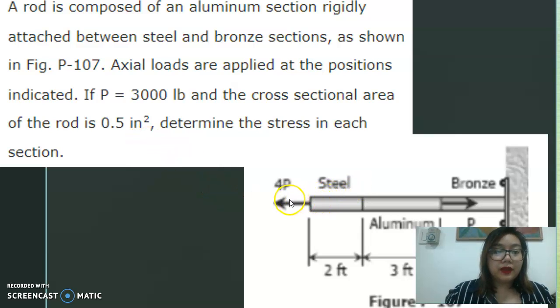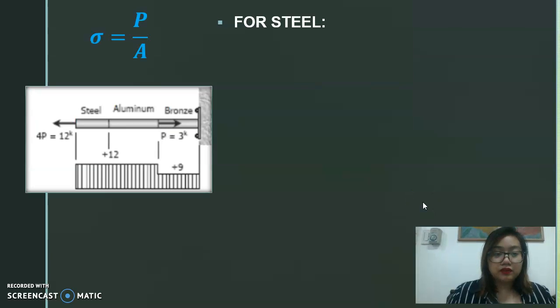So in the problem, it is stated that the axial loads, which are this one and this one, are indicated. It is stated that if P is 3,000 pounds, then P would be 3,000 pounds, and the area would be 0.5 inches squared. So the problem here is we have to find the stresses of the steel, aluminum, and bronze.